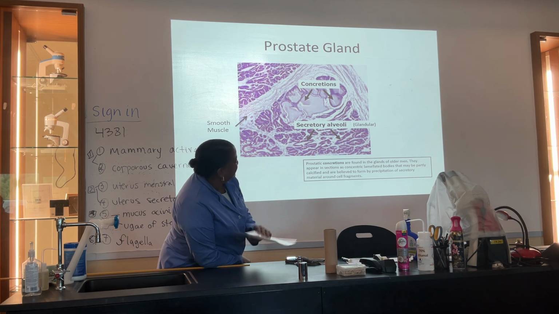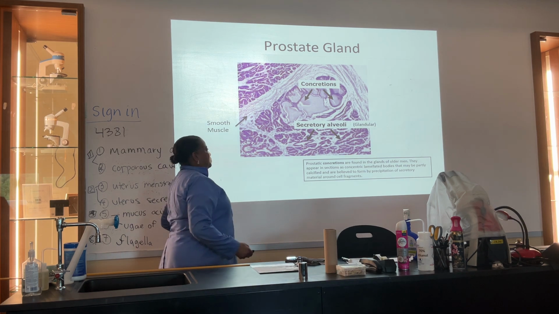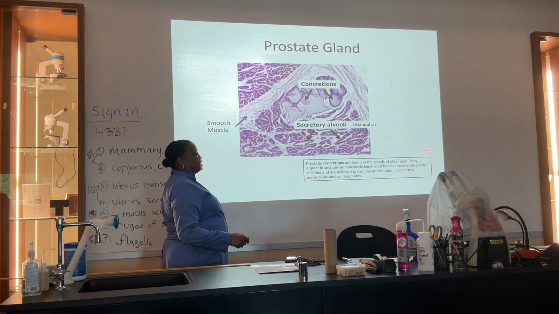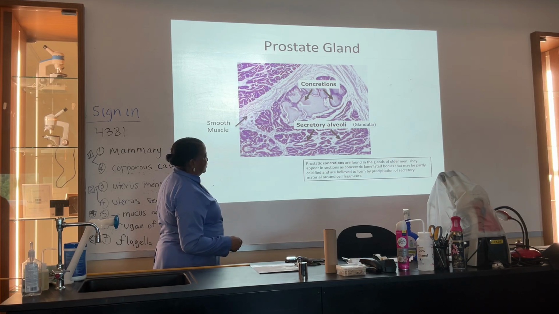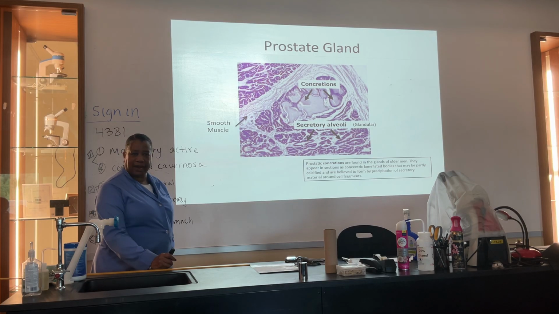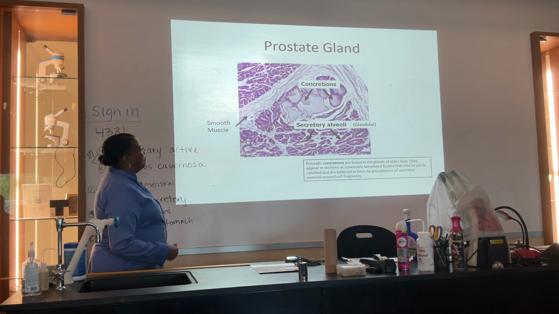Okay, then we go to the prostate gland. Again, with the prostate gland, these concretions are calcifications you see in older men. And they have these concentric lamellated bodies, look like little crystals. You're not going to get that from anything. You got to know that's the prostate gland. Is it good?